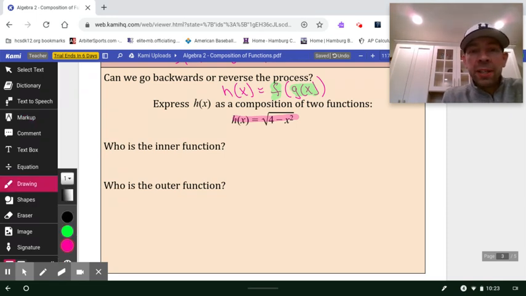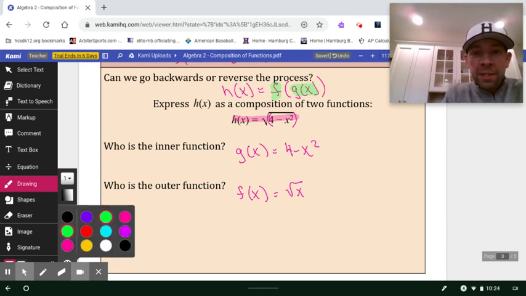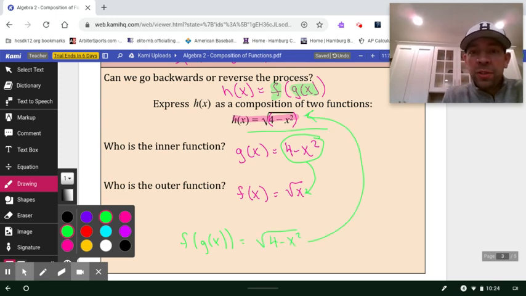So a lot of times if I can just say, okay, who's my inner function? If you could imagine there being a parenthesis here and here. So my inner function is going to be that 4 minus x squared. And then your outer function in this case is going to be radical x. So you can imagine, knowing that, if you had to find f of g of x, you would take this guy and sub it in and replace that x right there, which matches the original problem. So this technically is our answer. That's the process we're trying to reverse engineer.